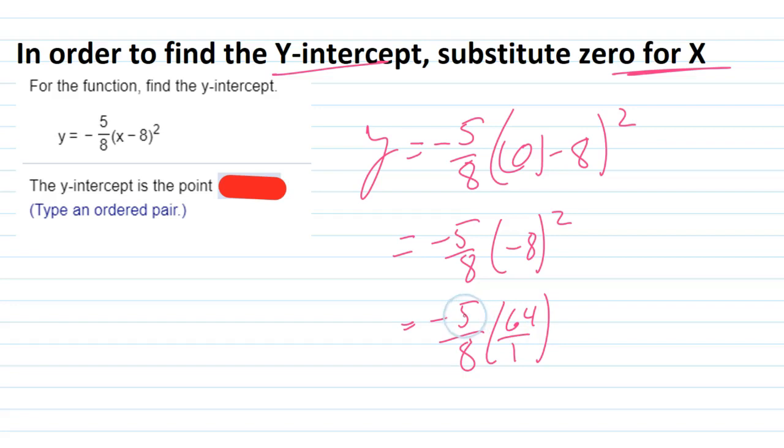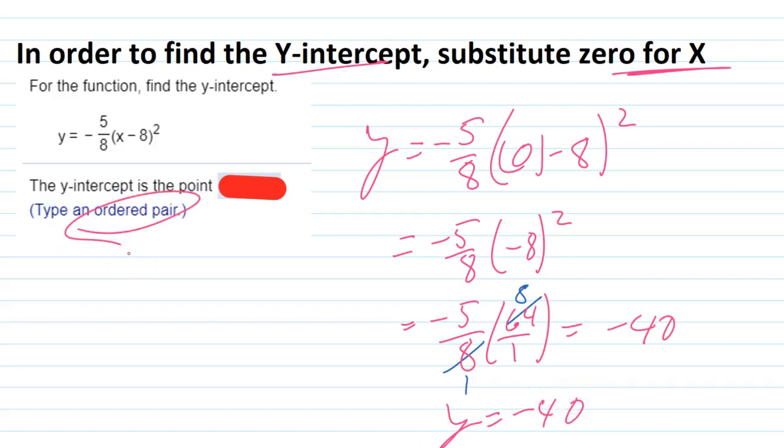I multiply straight across, 5 times 64 and 8 times 1. But before I multiply, I can cross cancel. That becomes a 1 and that becomes an 8. And that gives me negative 40. The y-intercept will be at y is equal to negative 40, or if you're putting it in ordered pair like they ask, then you would say (0, negative 40). If possible, always check your answer. And we got it right.